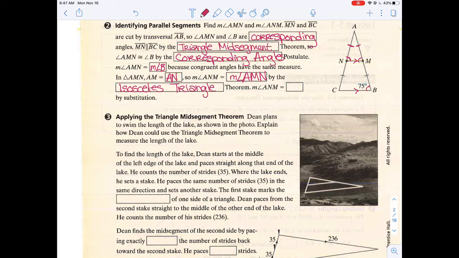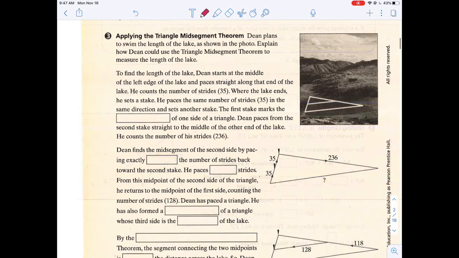Remember that said, if we know that these two sides are congruent, then their angles are congruent also. And then since we know angle B is 75, we proved that AMN is the same as B, so that's also 75. And then we said, hey, angle N is the same as angle M, so that's also 75. So the measure of angle ANM is 75 degrees. Okay, we are going to skip number 3.